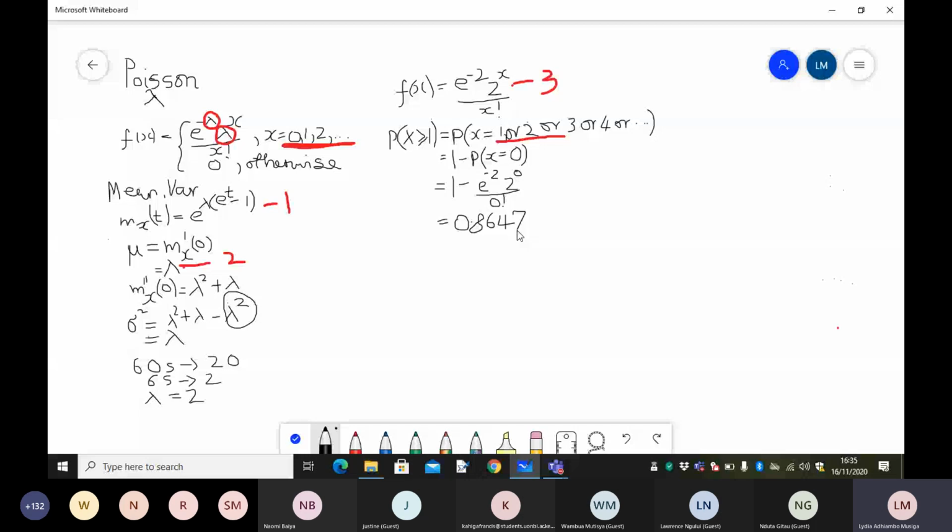Okay, so our main topic was special univariate distributions. Now we have looked at special discrete distributions. So now let us look at special continuous distributions. I'll just write that in short.